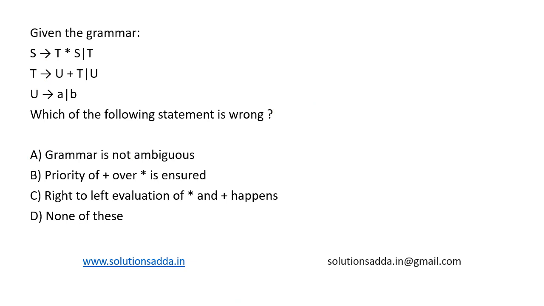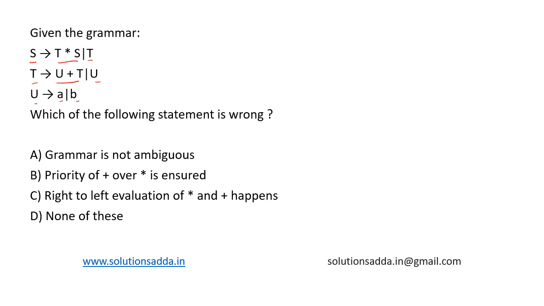This is a previous year ISRO question. Given the grammar S gives T star S or T, T gives U plus T or U, U gives A or B, which of the following statements are wrong? And we are given four options.